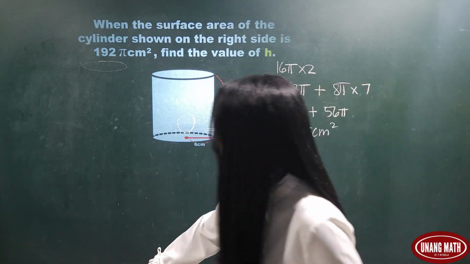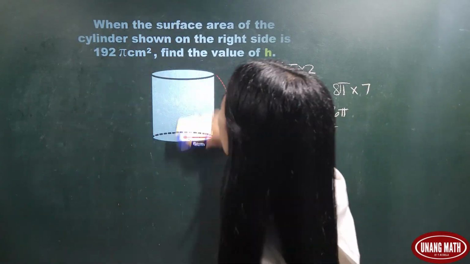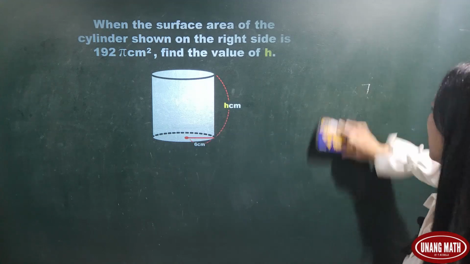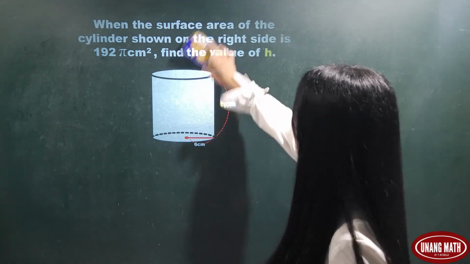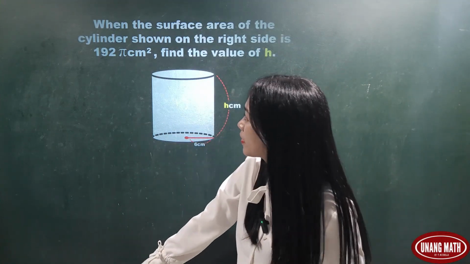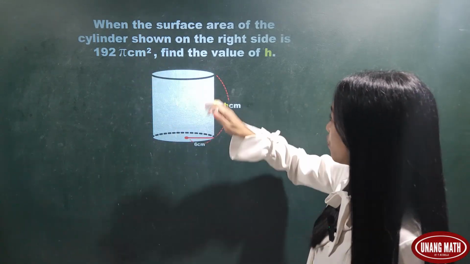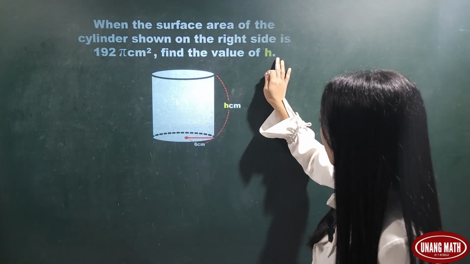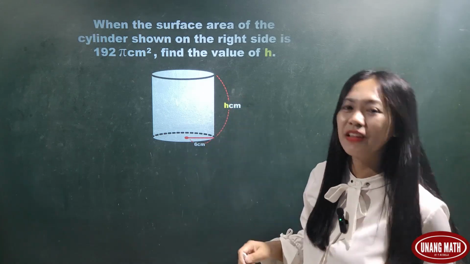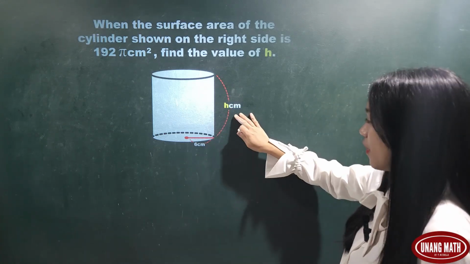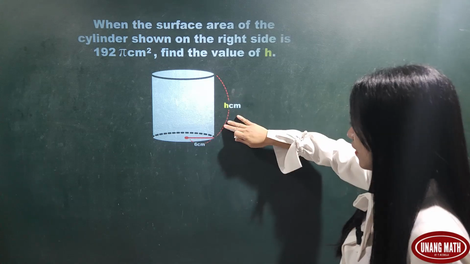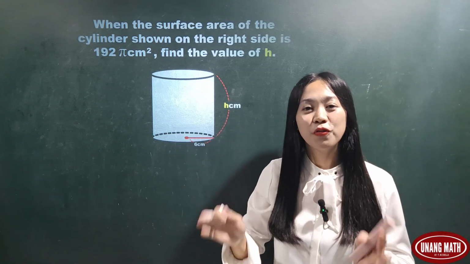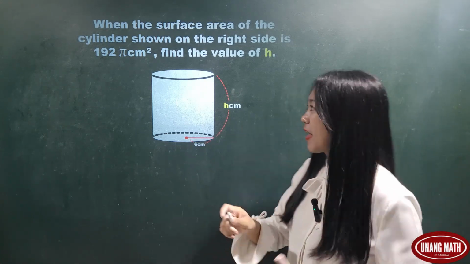Okay, what about this last problem? The surface area of the cylinder that is shown here is 192 pi squared centimeters, and we will find the value of h, or we will find the height of this cylinder. Okay, we can find the height of this cylinder. We just have to follow the formula or the steps.